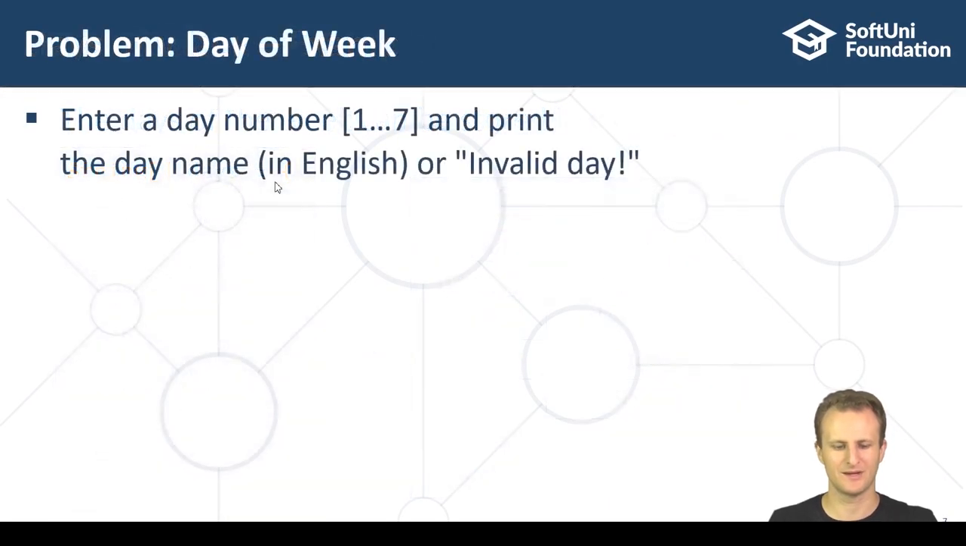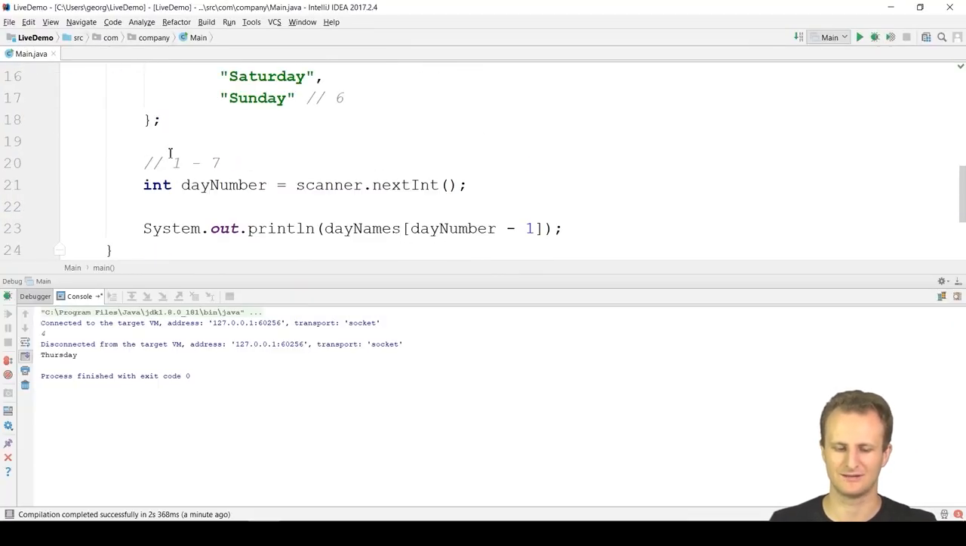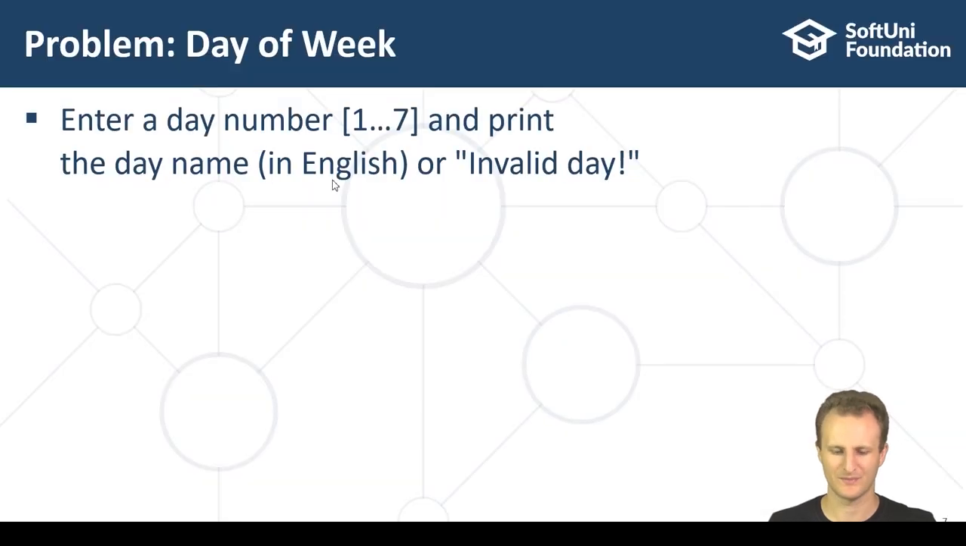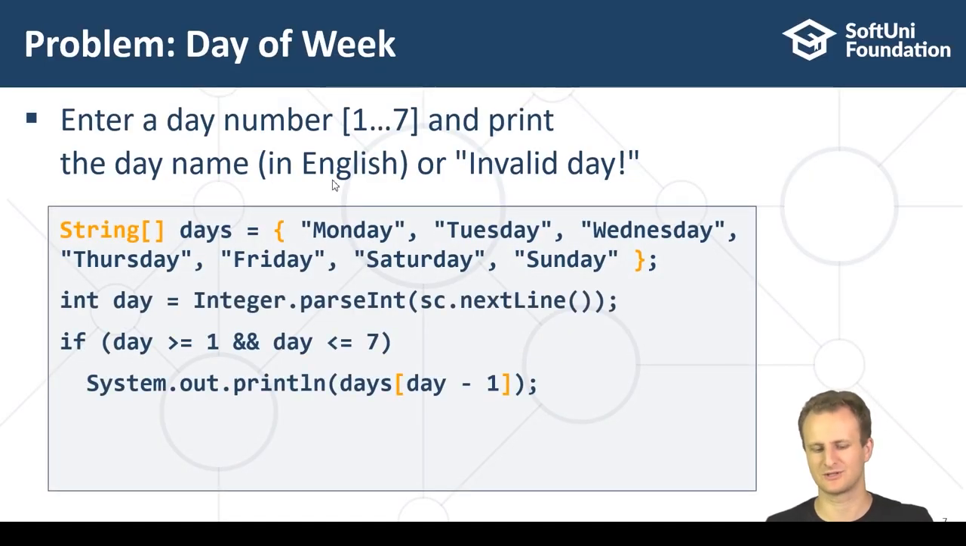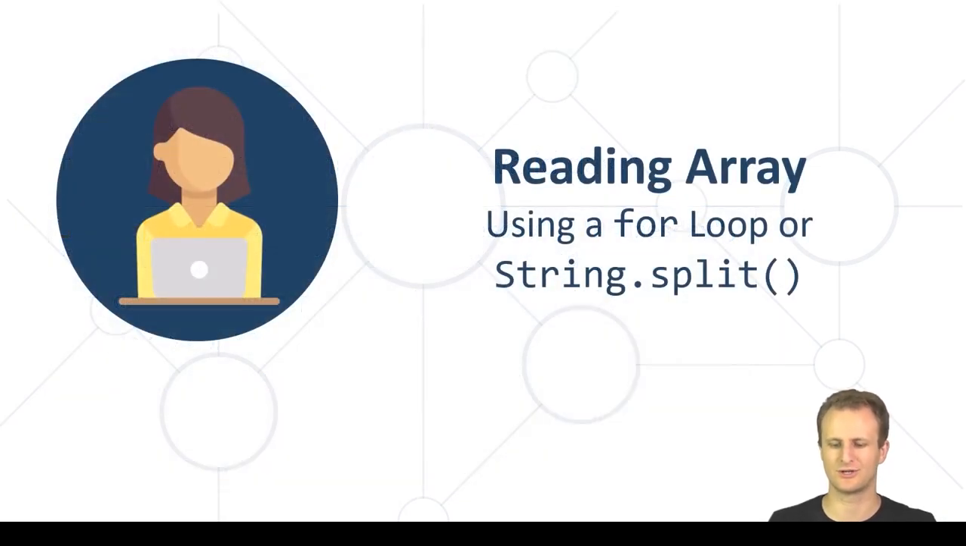Okay, so we just handled that, and here we have a problem which is exactly that concept. One thing in addition, we have to print invalid day if we don't get a number between 1 and 7. So that would be just an if condition that prints something else if the index is different than the range 1 through 7. Okay, so here's a solution which does that, and again, I suggest you write that code yourself.